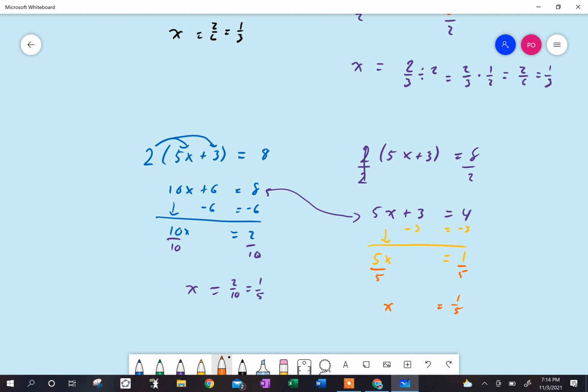Basically, if you can divide first, it simplifies the process for you. It makes the numbers smaller before you actually have to make them bigger. And that's the advantage of dividing before you distribute. They both work.